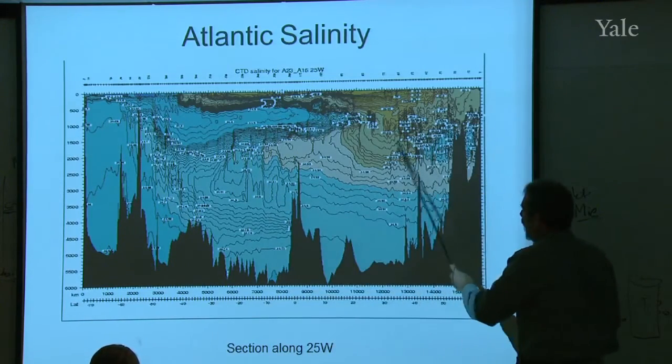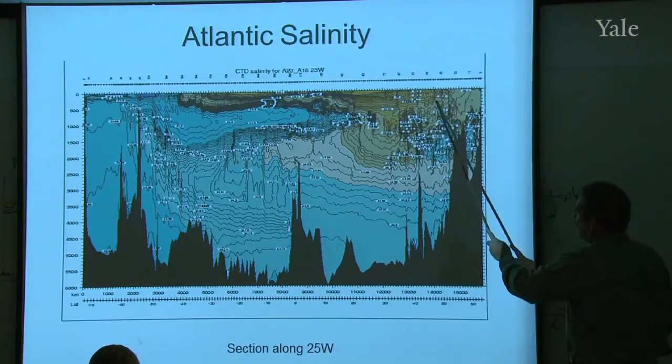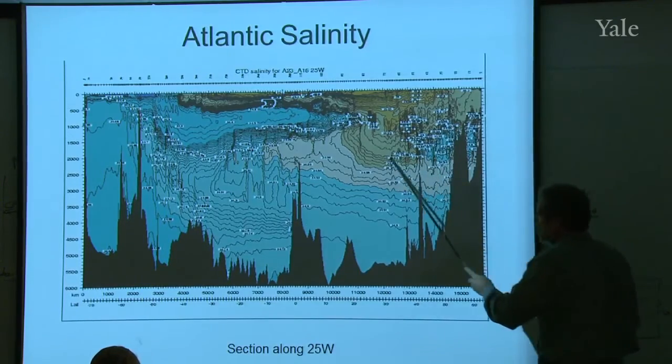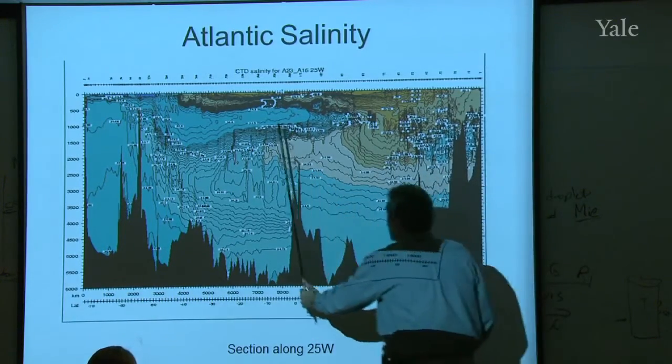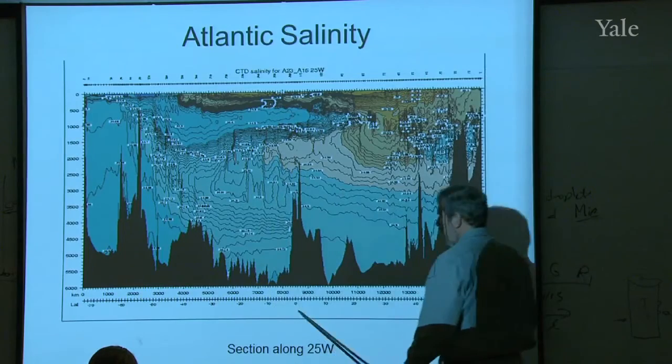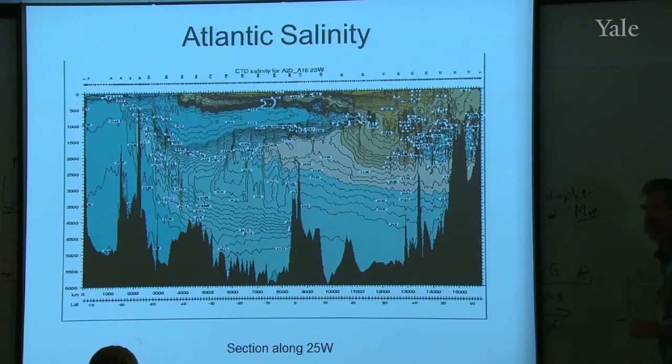There's also a water mass here. It's formed in the North Atlantic. It sinks, and it spreads southward, getting south of the equator. That's the North Atlantic Deepwater, NADW.